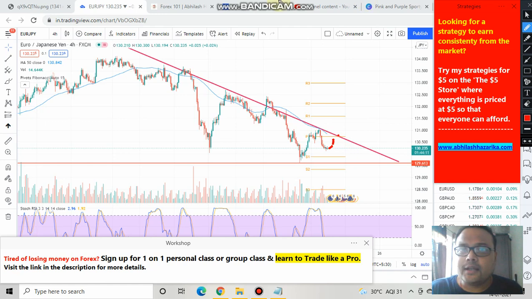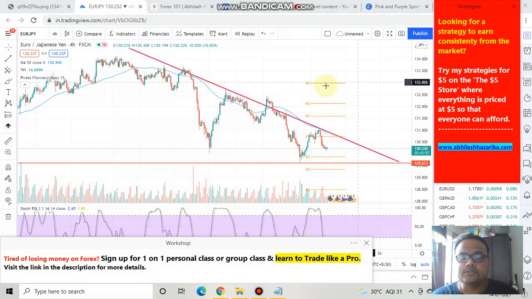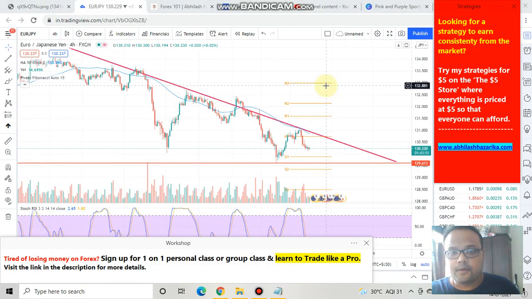Okay. And you'll get the confirmation with the help of a shooting star pattern or a red candle like this. Once you get the confirmation that yes, price is unable to cross the trend line, then you can also short the market here.